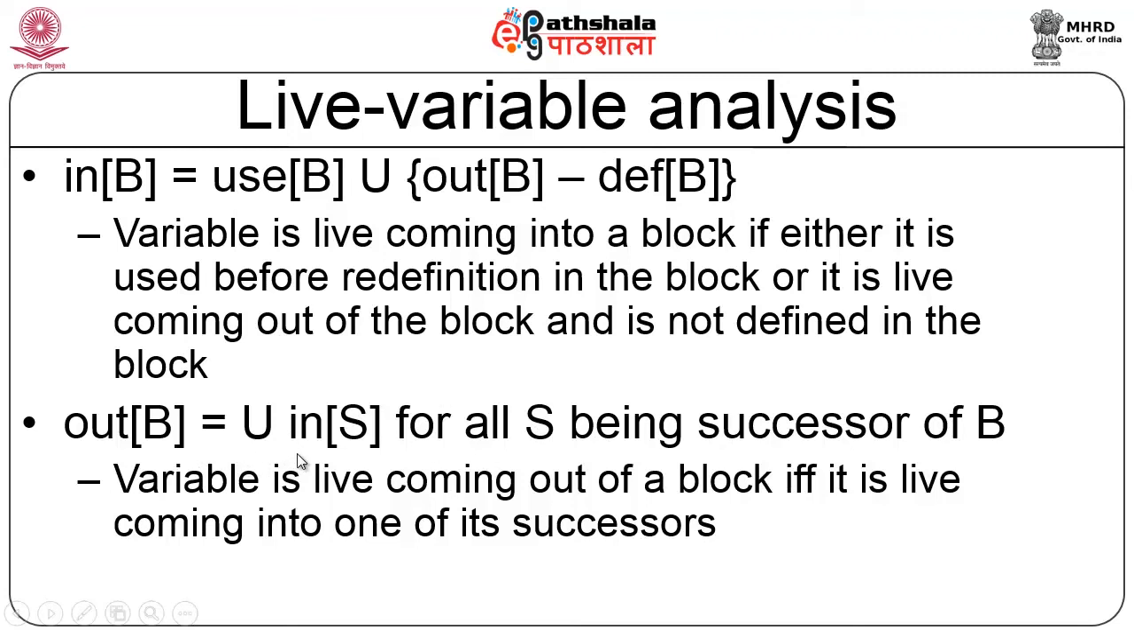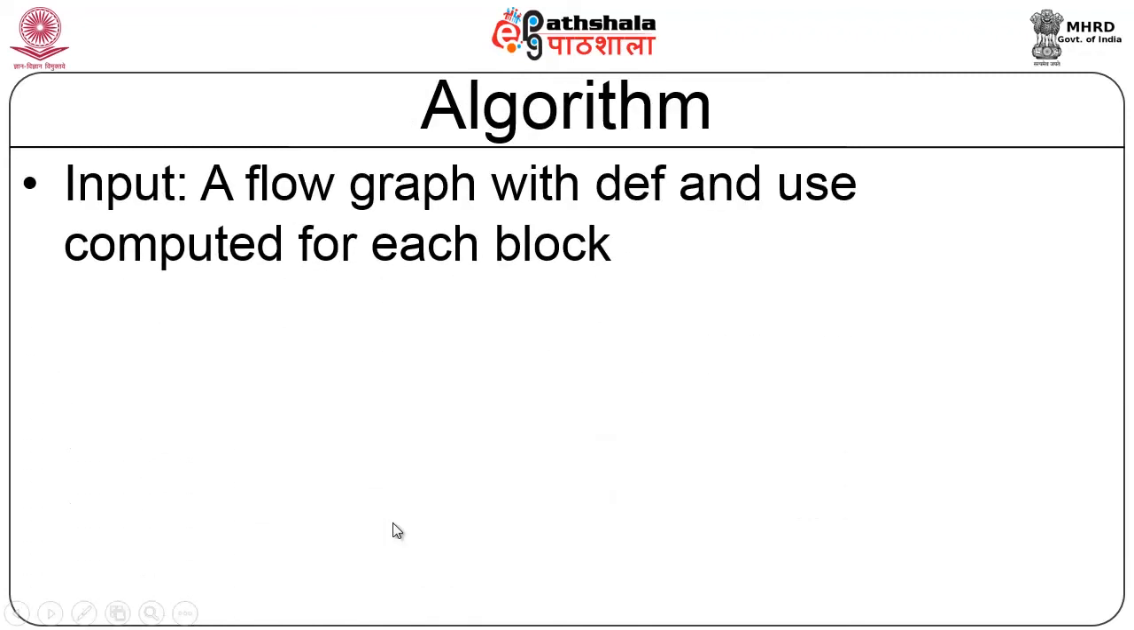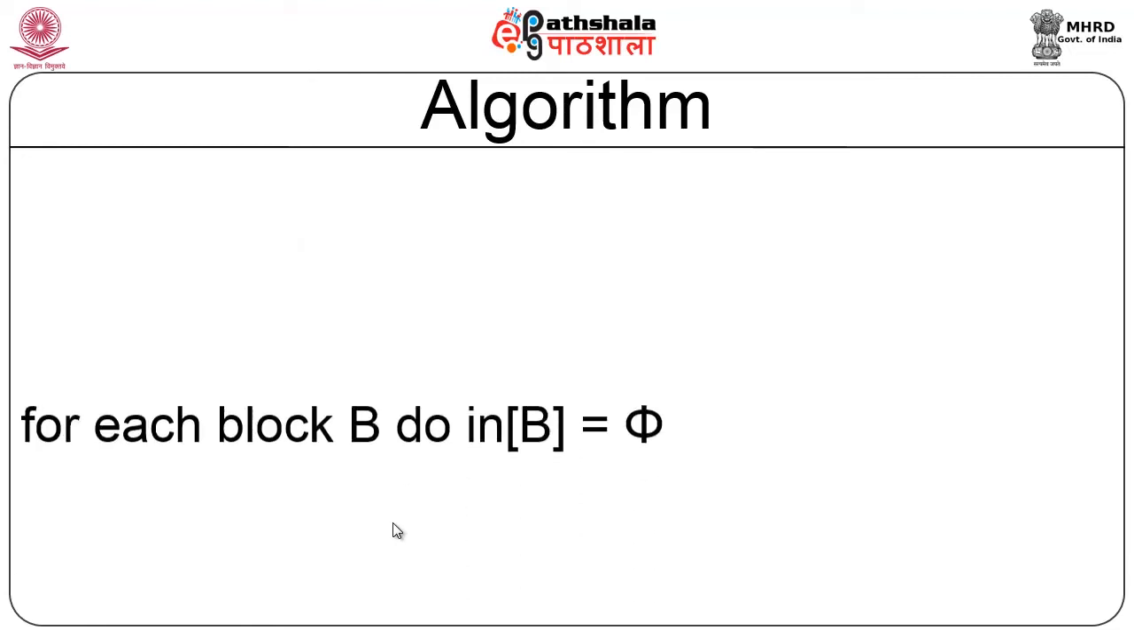Okay. So whatever comes into it, that will be the situation here. A variable is live coming out of a block if and only if it is live coming into one of its successors. It should be used by something else. Then only we can say that it is going to be live. So the algorithm takes a flow graph with def and use computed for each block. The output will be out of B, the set of variables live on exit from each block.